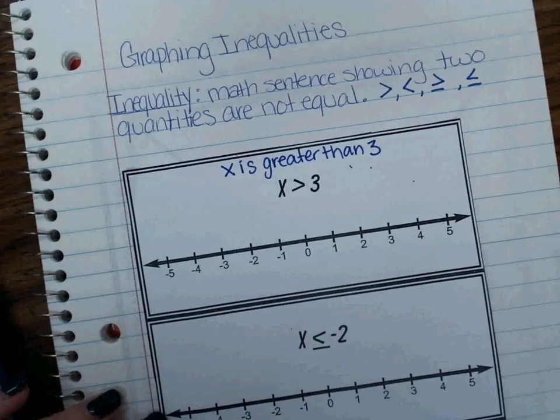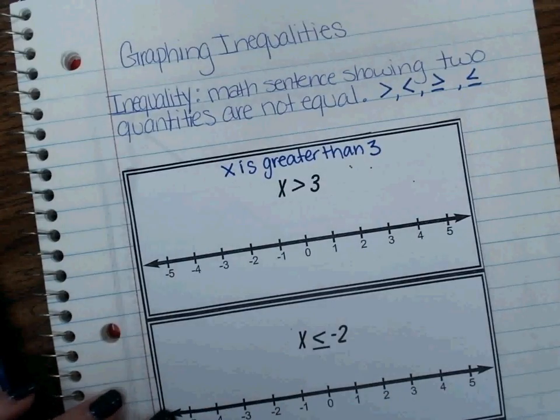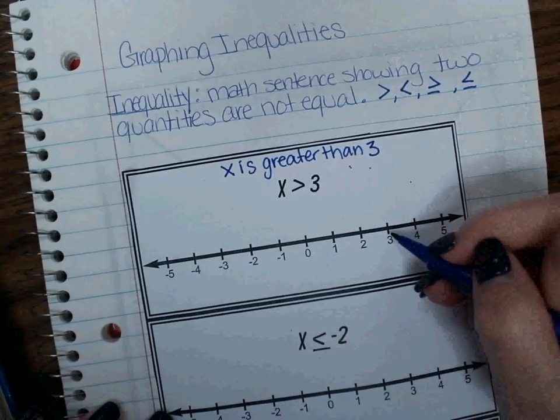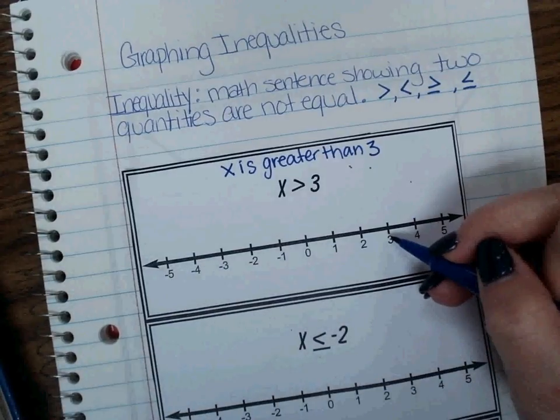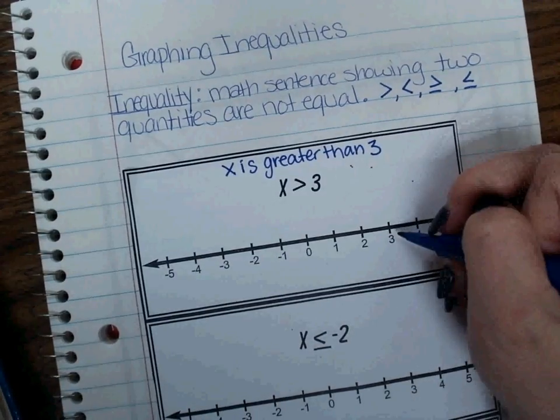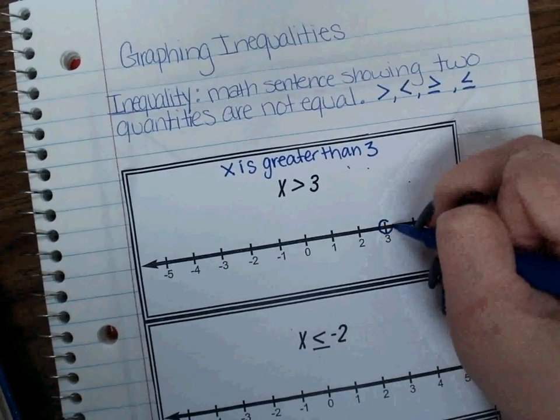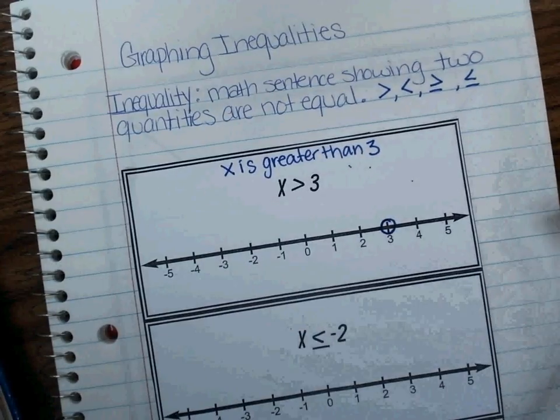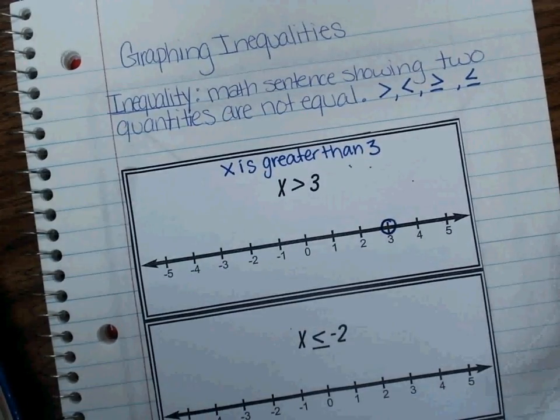3. So I look on my number line. I find the number 3. Now, x is not greater than or equal to 3, so even though I start at 3, I'm going to put an open circle. This open circle tells me that 3 is not part of the solution, but it's where I start. Okay, and then I draw an arrow.